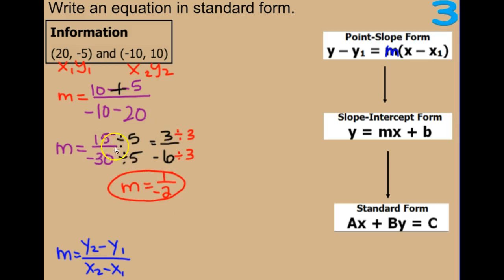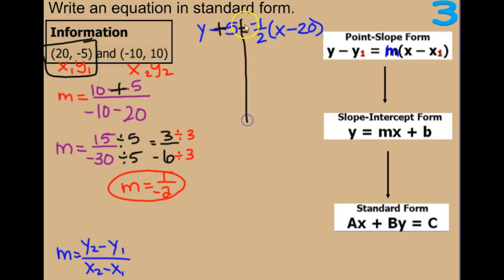Some of you may have noticed that right away you could have divided by 15. That's okay. So now that we have our slope, we can use our slope and a point to plug it in. I'm going to use this first point because they're already labeled with 1s, like this equation is. So let's first write out our equation. It says y minus y1, which is a negative 5, those make a positive, equals m, and m is negative 1/2, and then in parentheses x minus x1, x1 is 20.